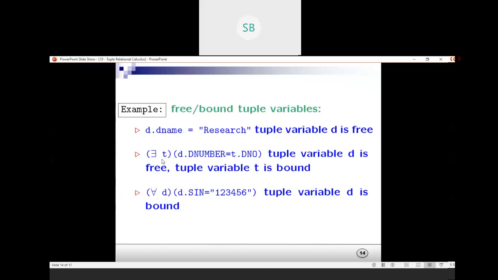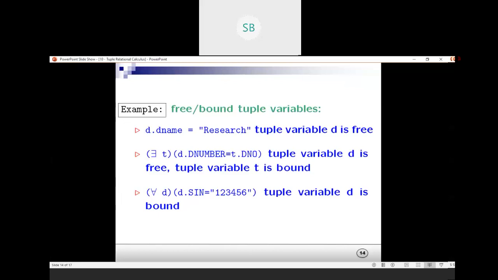It is linked with t. So that is why we call variable t bound, but d is free. Similarly, here you are using a for all quantifier, that is a universal quantifier, such that d dot sin equals this number. So here this variable d is now bound. Are you clear about bound and free variables, tuple variables, which variables are called bound and which are called free?